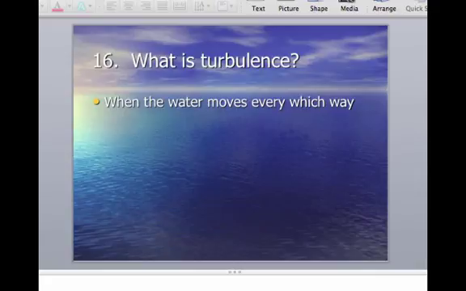Well, a boat can also experience turbulence. Not waves, but really that kind of back and forth, up and down, all around type motion of the water. Maybe like in whitewater rafting, you're going to have a whole lot of turbulence. And that's when the water moves every which way.